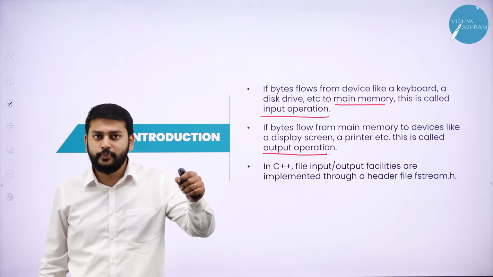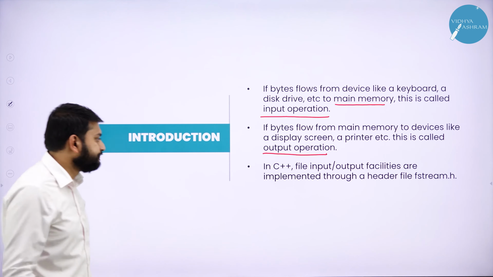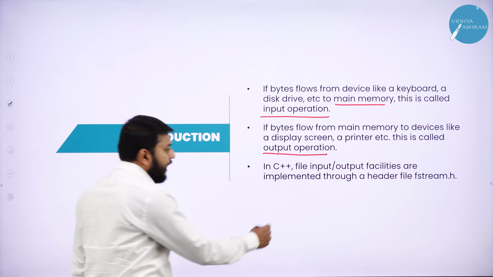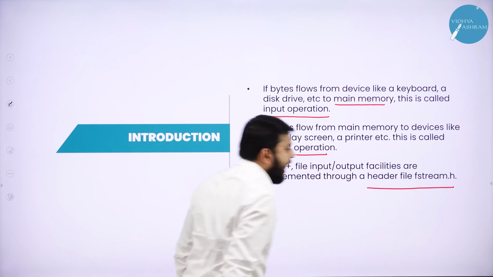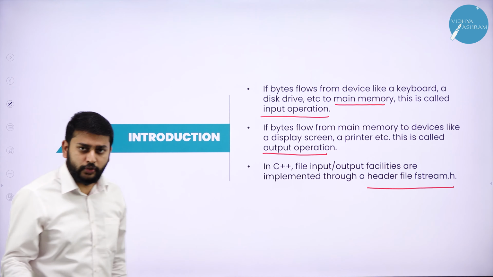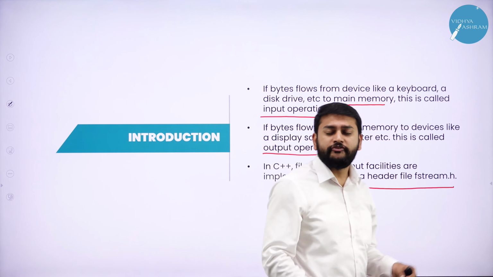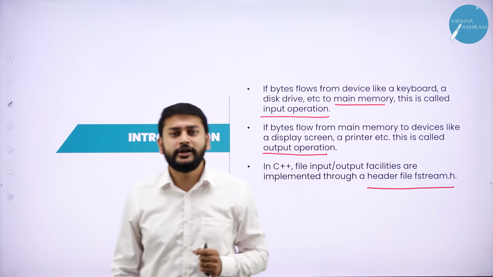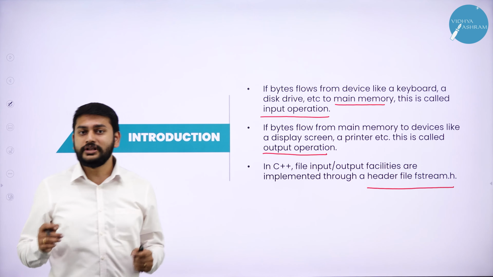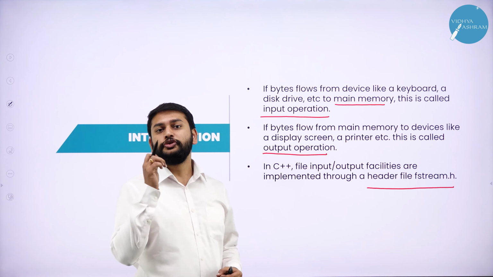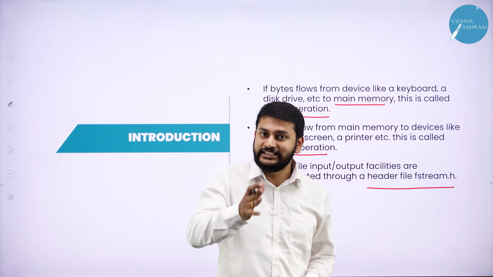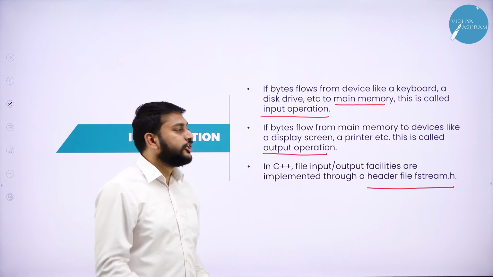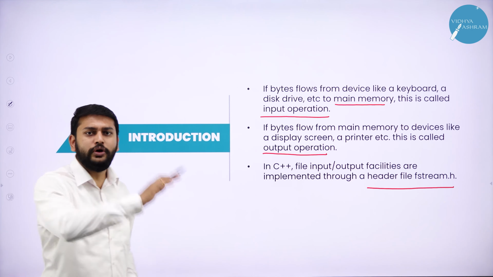So you understood about the input operation and output operation. Fine. In C++, file input and output facilities are implemented through a header file, fstream.h. Whatever you want to input or take as output, everything is defined in the header file called fstream.h. It's a very important point that all of you should make a note of. So what is the header file that we use if we are using the concept of files in C++? If they ask you, you have to write fstream.h. So you understood 3 points. You just have to remember only 3 points in this slide.